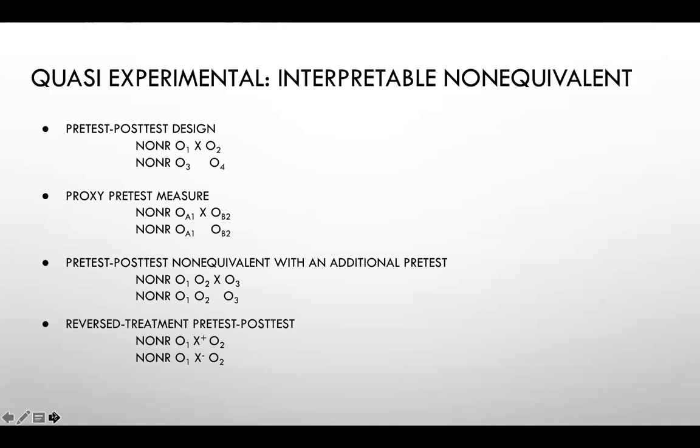The next is the pretest, post-test non-equivalent with an additional pretest. For this, sometimes a pretest can strengthen a design. So the second pretest enhances the interpretability of the design. The major threat to internal validity involves a selection by maturation interaction. So in other words, participants from the two groups might be maturing at different rates because of some selection characteristic.